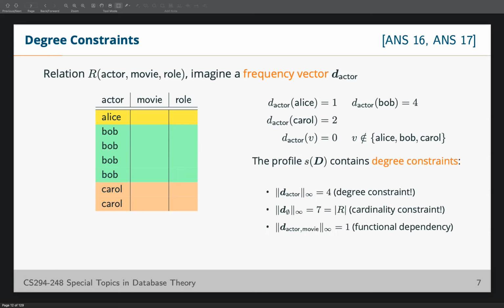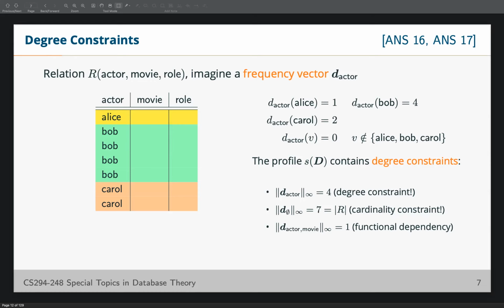All right. So now our profile is a summary statistic on this frequency vector. And in this case, it'll be something very simple. It's just the infinity norm of this vector. Okay? So it is exactly equal to 4, because the maximum number of rows that a given actor occurs in is 4. So that's our profile.